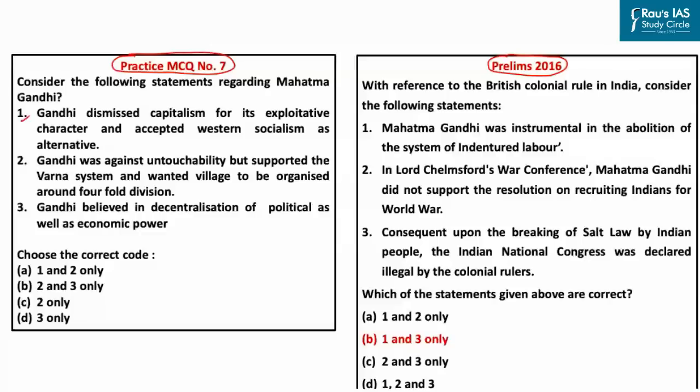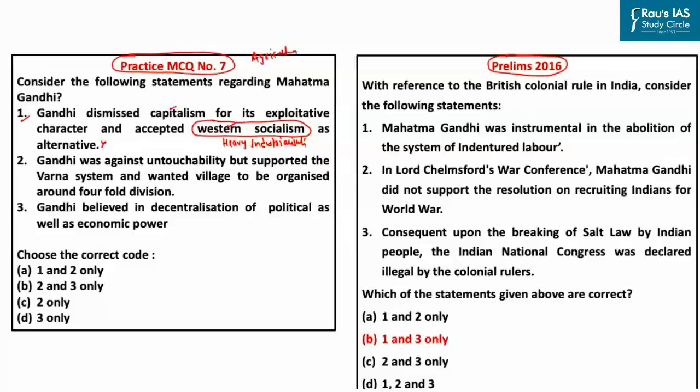The first statement is, Gandhi dismissed capitalism for its exploitative character and accepted Western socialism as an alternative. See, Mahatma Gandhi dismissed both capitalism as well as Western socialism. He dismissed capitalism for its exploitative character, and he also dismissed Western socialism because Western socialism as such gave much higher emphasis on heavy industrialization. So Mahatma Gandhi as such was not in favor of giving more focus on heavy industrialization. Rather, he was more concerned about bringing about development in the field of Indian agriculture.